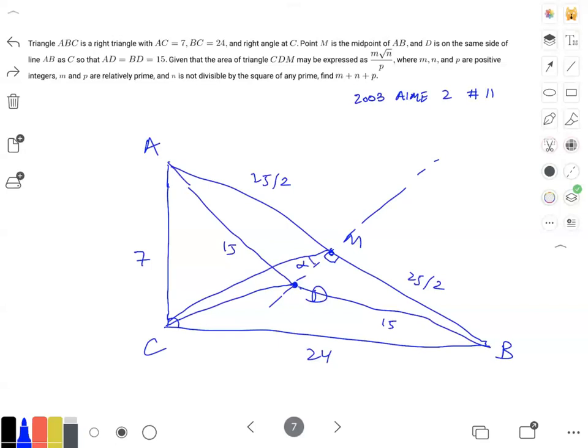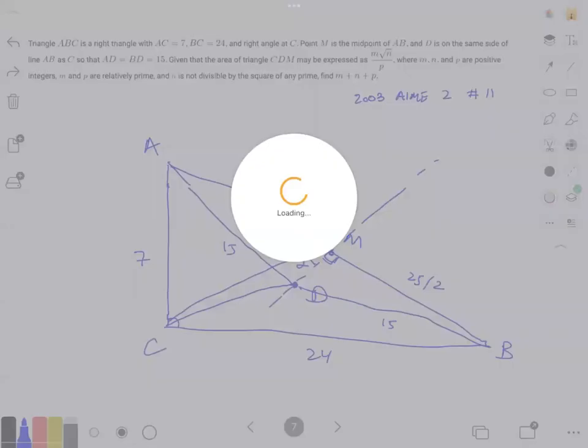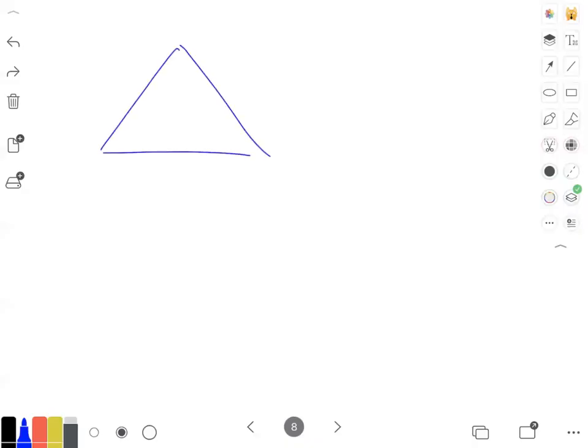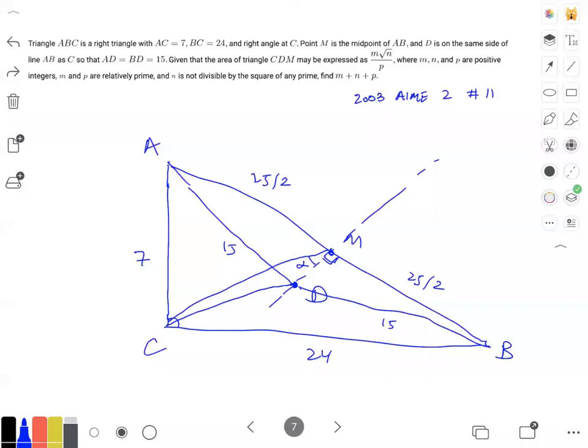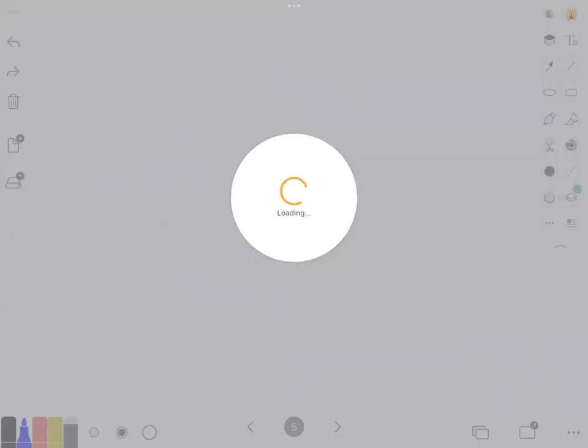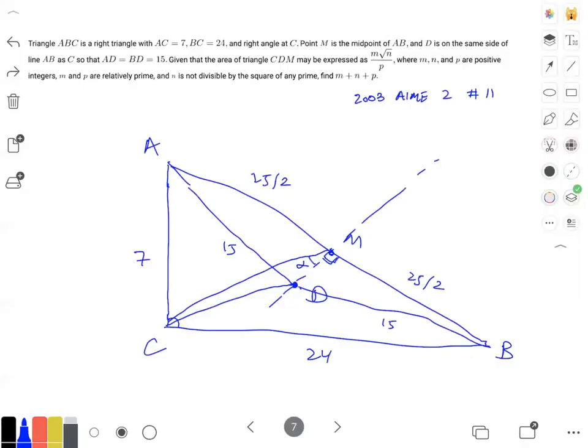Well, it's easy. I have a 90, I have this angle. So if I consider 90 plus that angle, and I have the 3 side lengths, CM is 25 over 2, MB is 25 over 2, and CB is 24. So I can probably find cosine alpha and then consequently sine alpha, and then I can use 1/2 CM times MD times sine alpha to find the answer. So let's just put that as a diagram and then use the law of cosines, I guess.